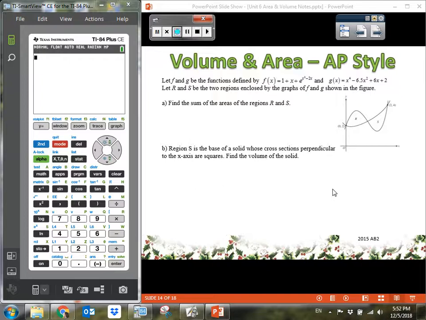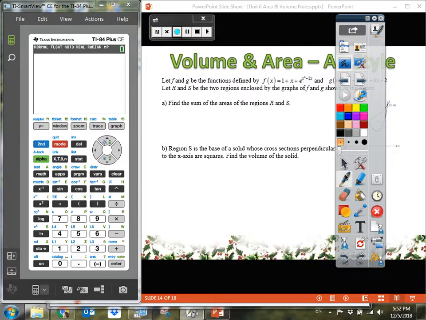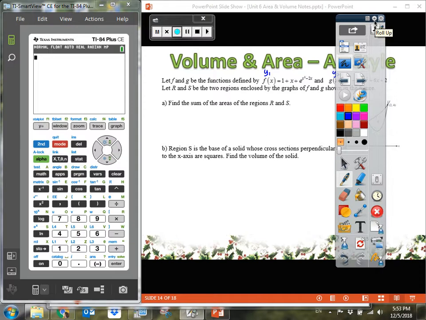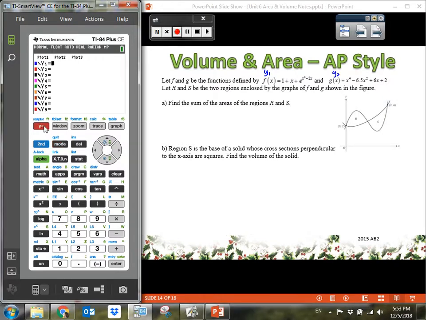Okay, so the first thing that I would do is go to my calculator and enter f and g. I want to indicate so that I remember which one I'm putting where. This one I'm going to make Y1 and this one I'm going to make Y2, just so that we will remember. All right, so let's go over to our calculator, go to our y equals, and let's input each of those in there.